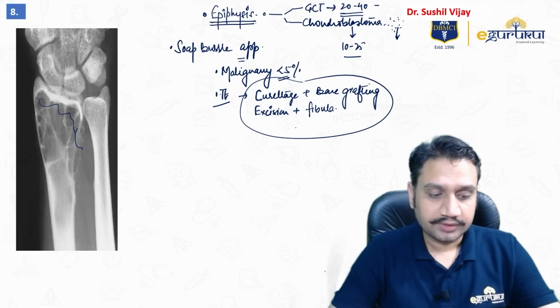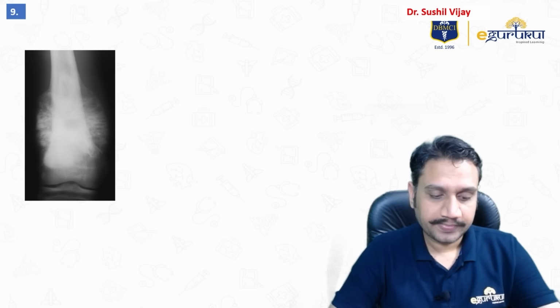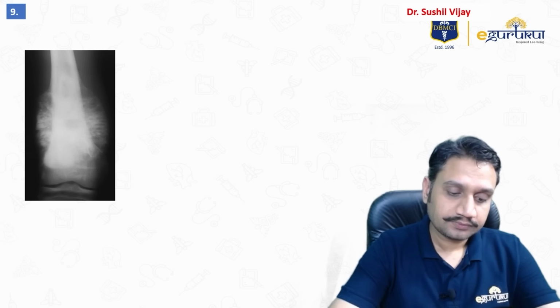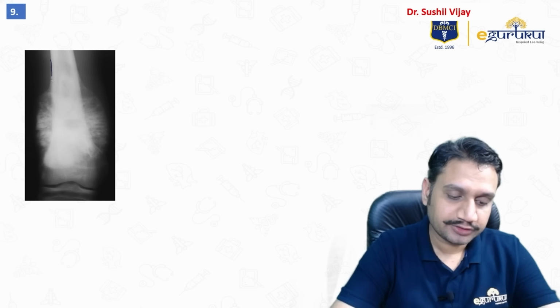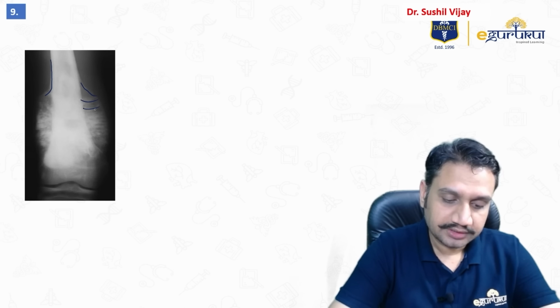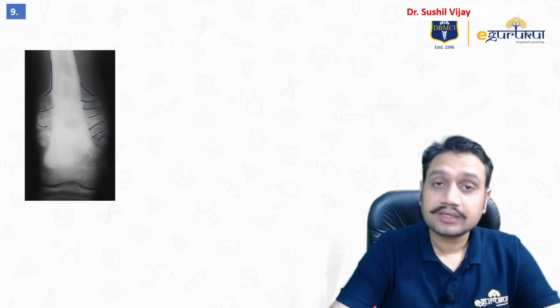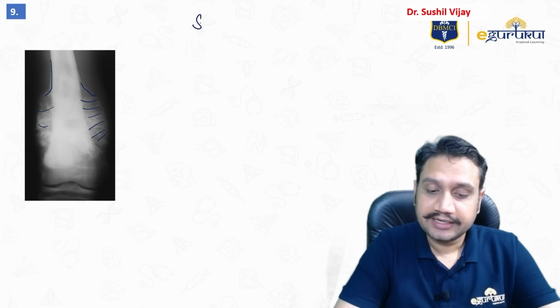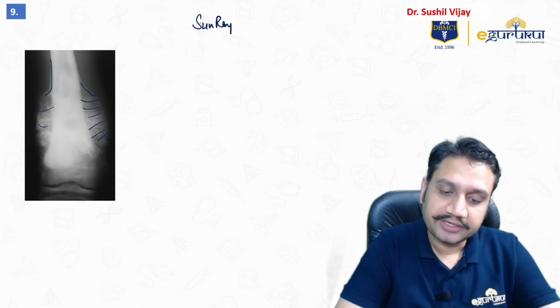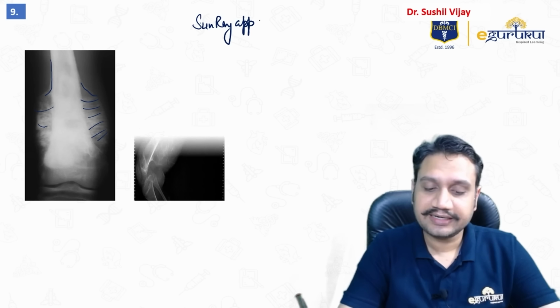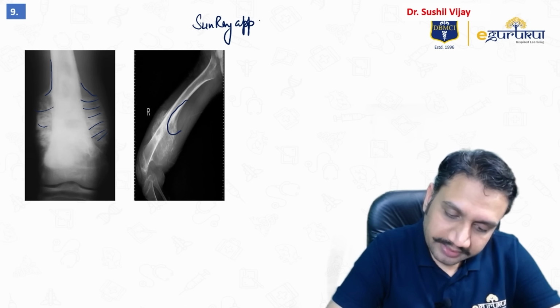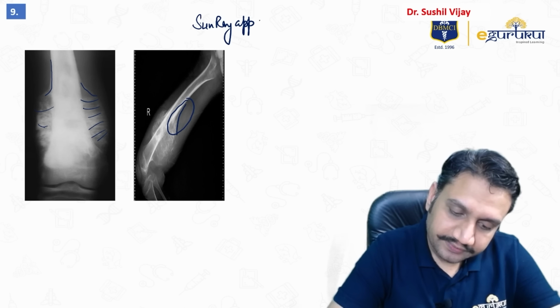Okay. Now, the next one I have for you is another tumor, which is like this, and which will show you multiple rays of bone spreading to all sides, right? I hope you can easily recognize it. It is what you call the sun ray appearance. And when you see the other X-ray of the same tumor, you'll be able to see this elevation here.